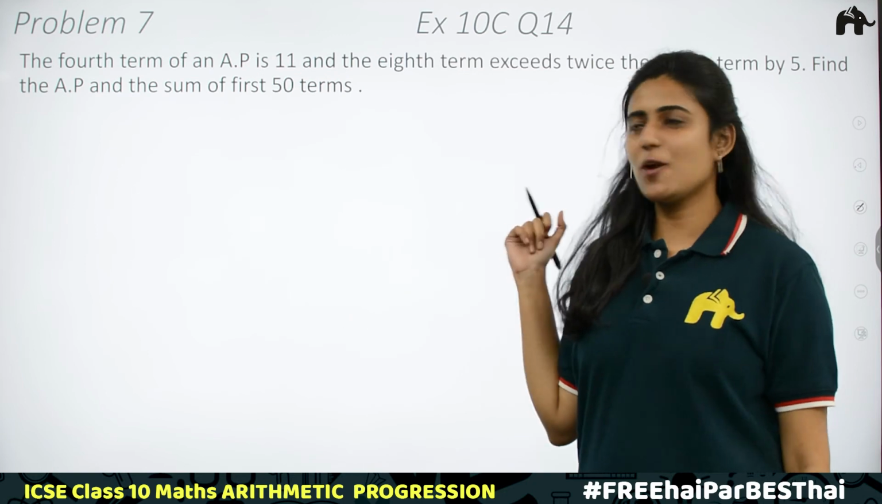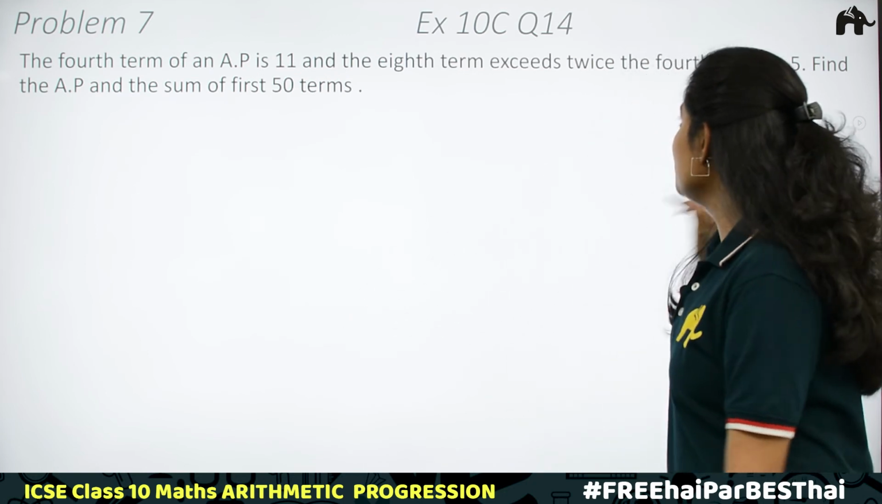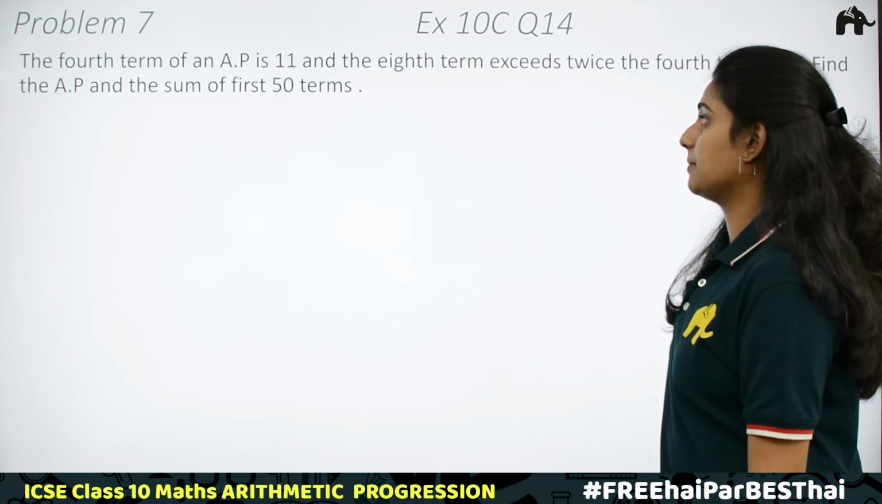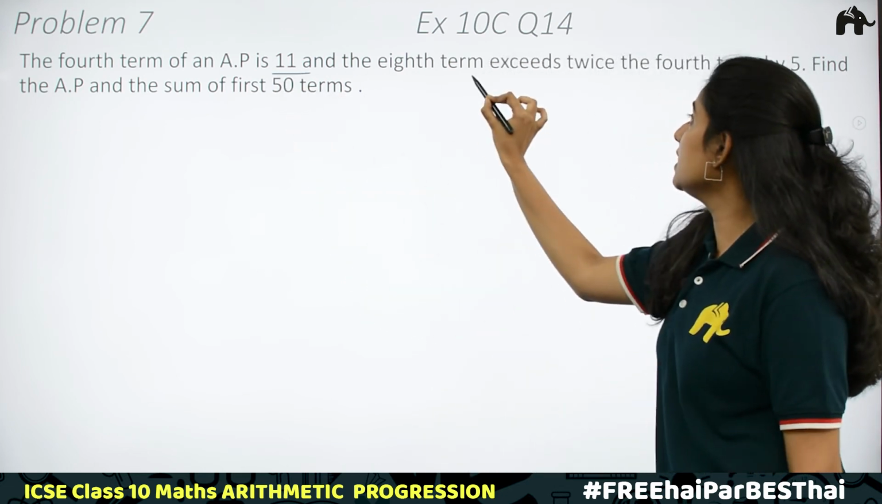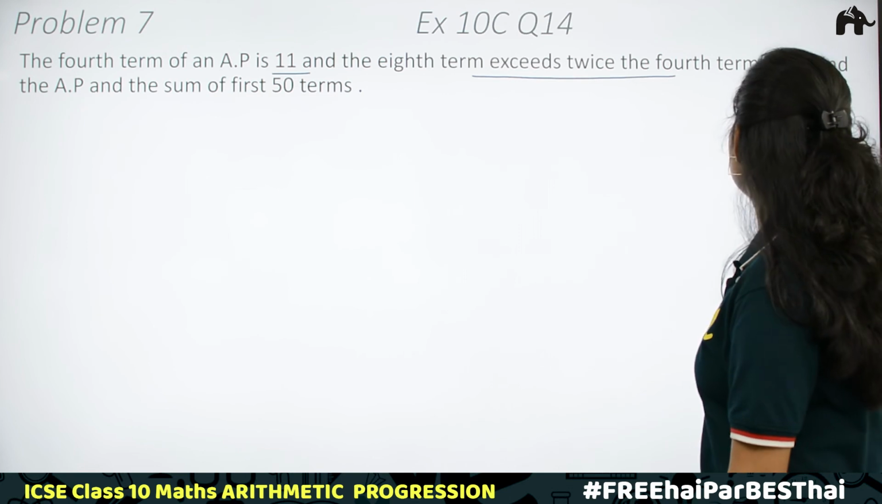Here we have the last problem for today, problem 7, question 14 of exercise 4C. The fourth term of an AP is 11 and the eighth term exceeds twice the fourth term by 5.